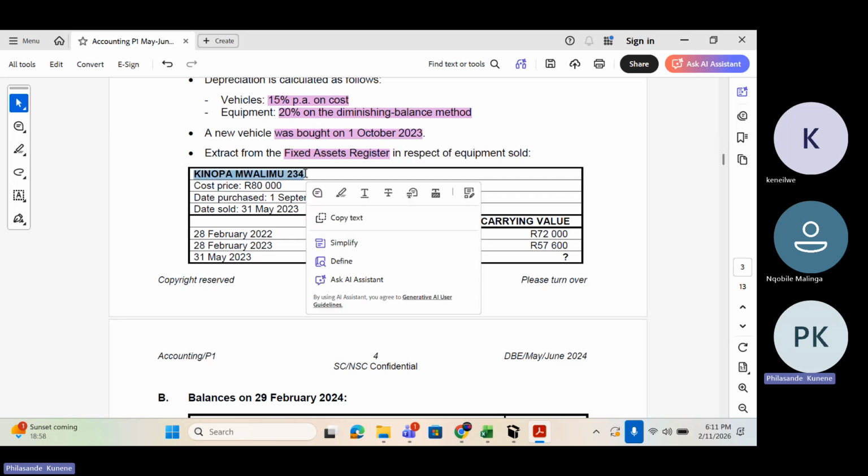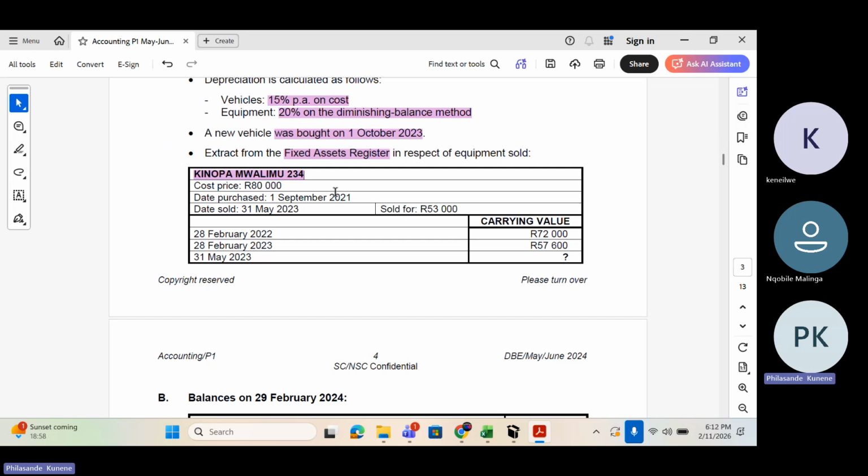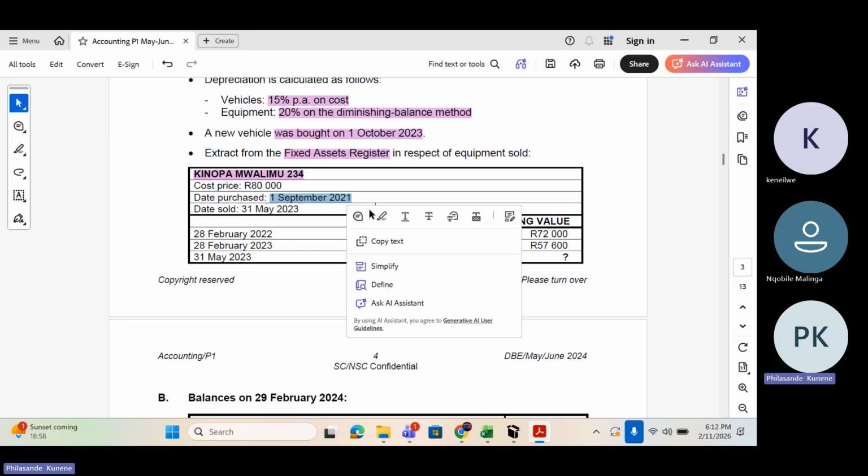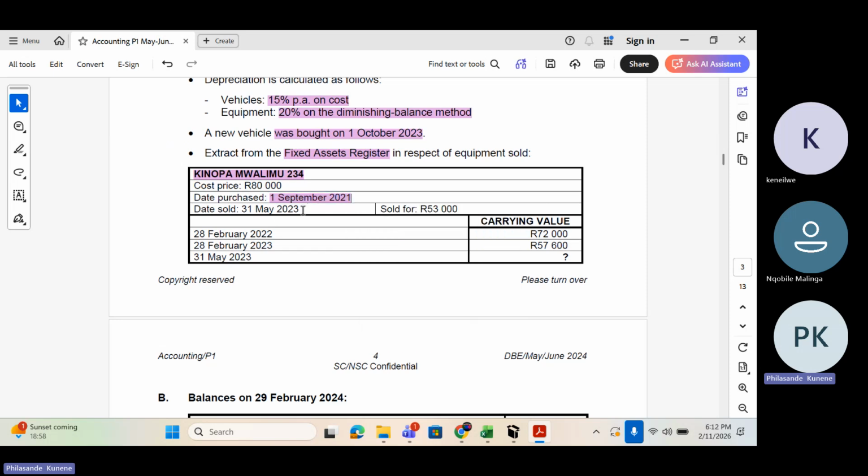As you can see here, this is just an extract, which means we took one asset in that fixed asset register, or one line item, which is an equipment. Here we have Kinopa Mwalimu 234. This is a type of equipment that we have, and then the cost price was 80,000, which means when we were buying this equipment, we purchased it at 80,000 rand, and then it was purchased on 1 September 2021.